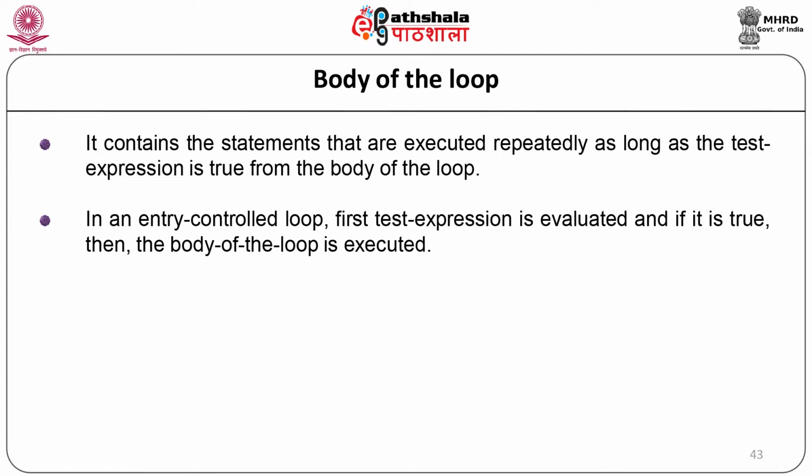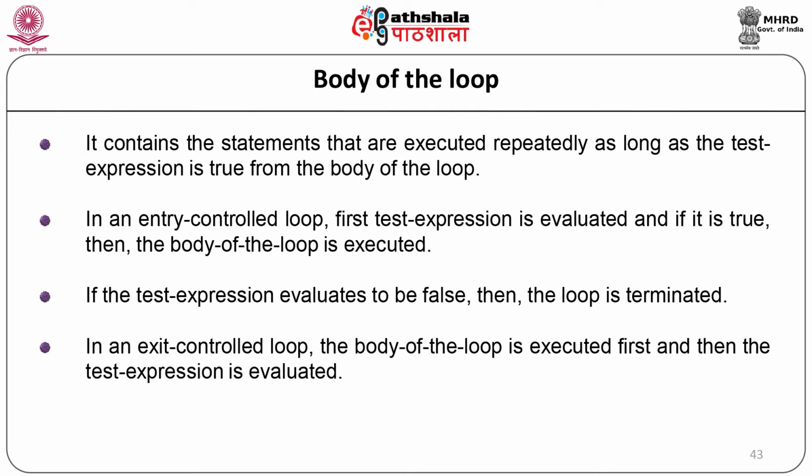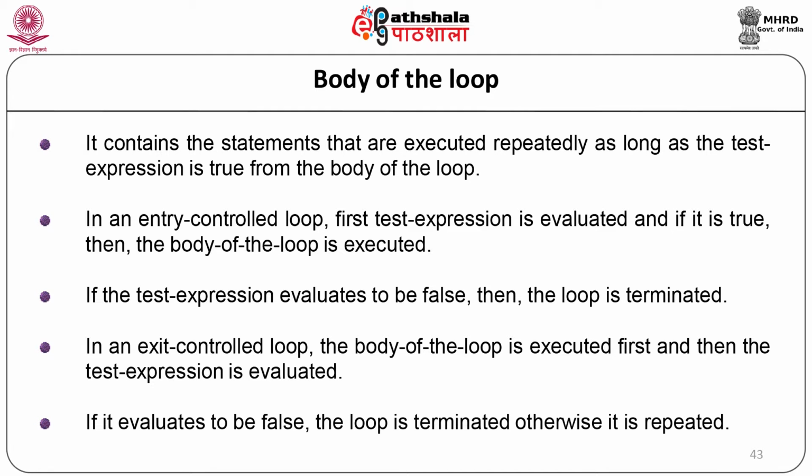In an entry control loop, first the test expression is evaluated, and if it is true, then the body of the loop is executed. If the test expression evaluates to false, then the loop is terminated. In an exit control loop, the body of the loop is executed first and then the test expression is evaluated. If it evaluates to false, the loop is terminated, otherwise it is repeated.